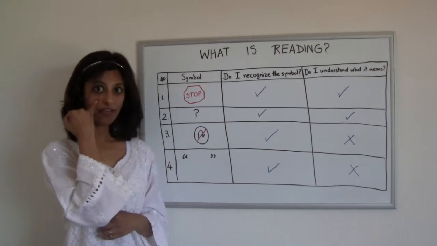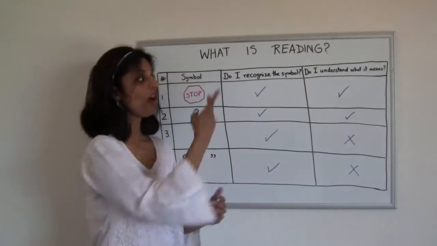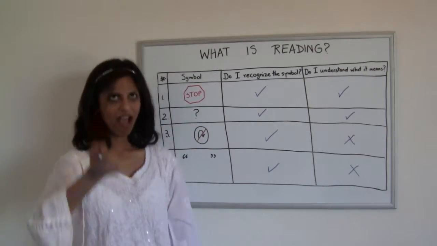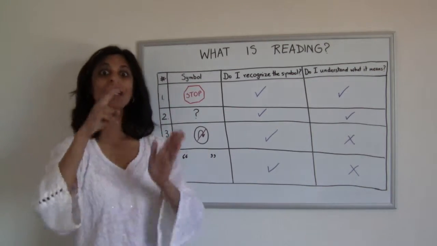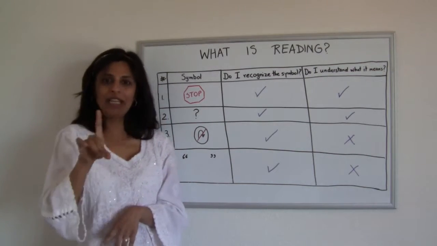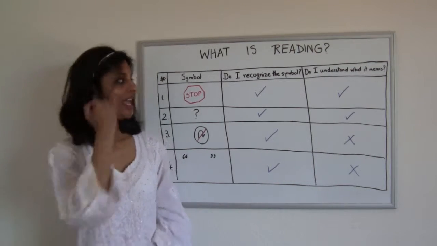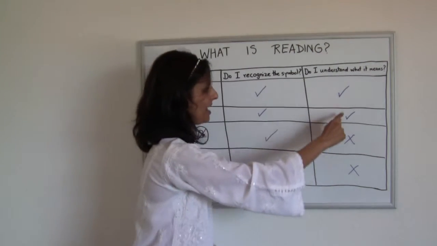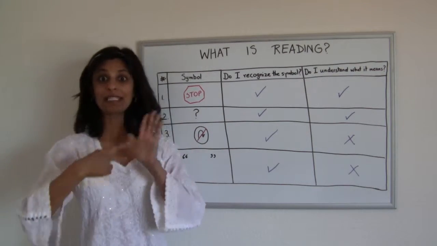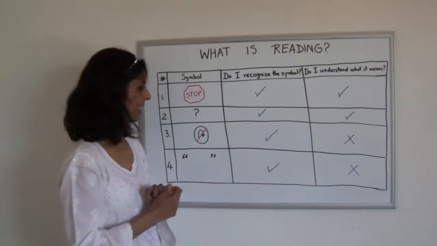Now, if you have a check and a check for both the questions, it means I recognize and I understand, which means you have read. That's what it means to read, to understand what that means. If you have a check and a check, you understand what this means. You have just read. Okay?